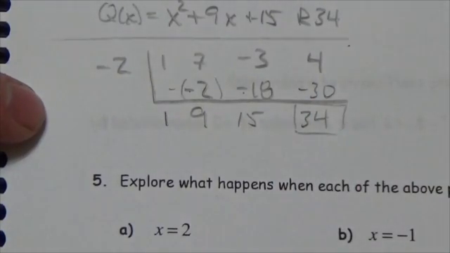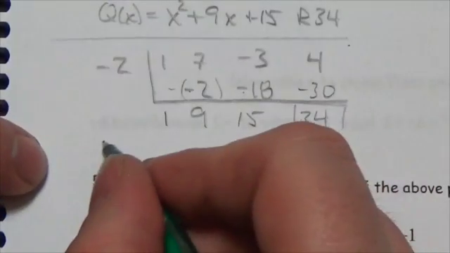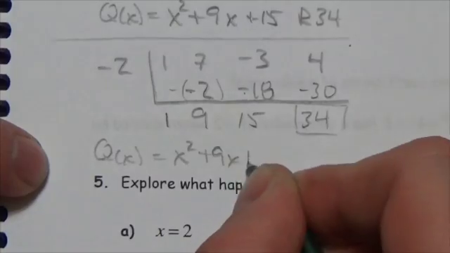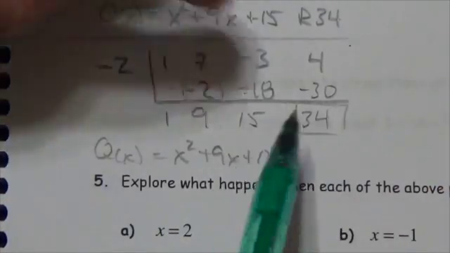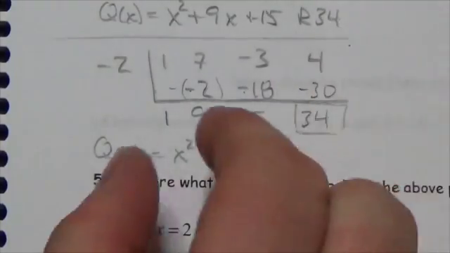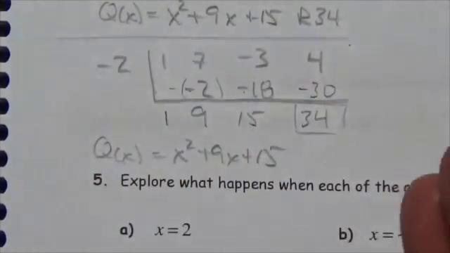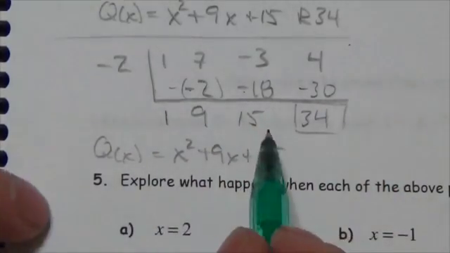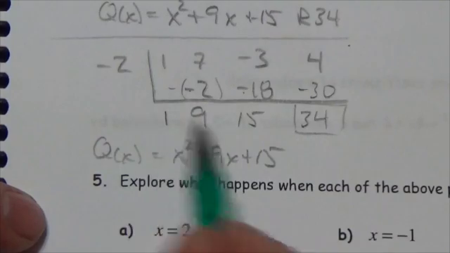And then again, there's my remainder. And notice it's the exact same thing. My quotient is still x squared plus 9x plus 15. And again, I know that because each number here represents the coefficient of the term, and then increasing powers as we go to the left. So constant, linear, quadratic, once again.